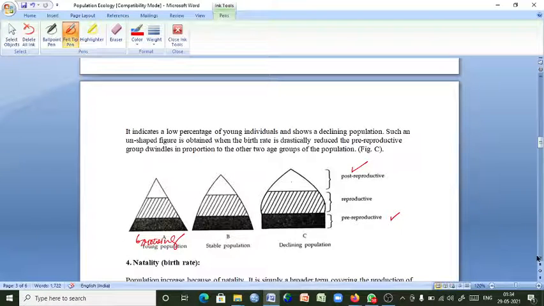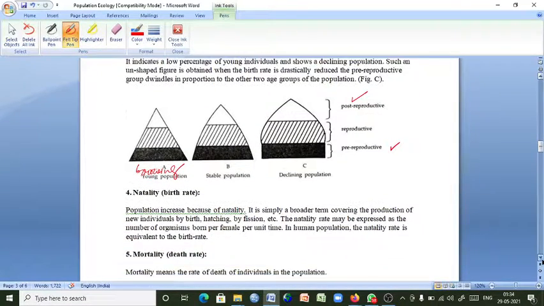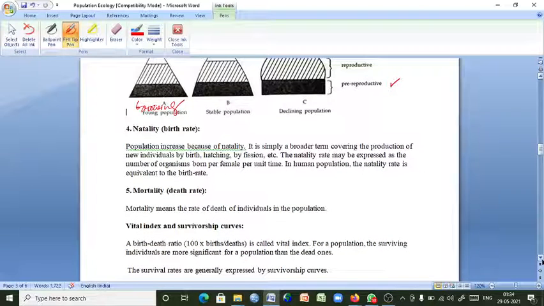Then the birth rate, or natality. Population increases because of its natality, and this character is much more important than mortality. We will study the biotic potential solely on the characters of natality, although we use the equation birth rate by death rate into 100 to explain the biotic potential, but in this equation birth rate is much more important than the death rate. Similarly, mortality, or death rate, means the rate of death of individuals in the population.